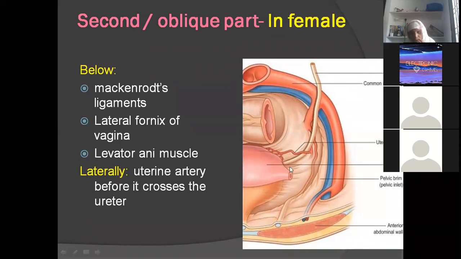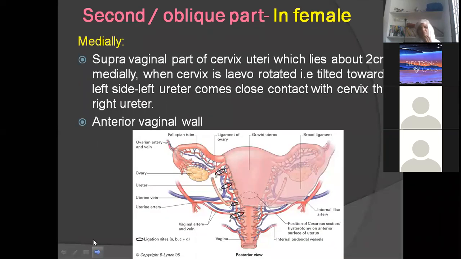Below this area is actually the whitish connection you are finding. No, this is actually Mackenrodt's ligament, also called the transverse cervical ligament. That means the ureter is running over the transverse cervical ligaments. Then it will be entering the lateral fornix of the vagina. That means lower down it goes, it crosses the uterine artery. Okay, like that. It's a difficult course only, beta, but once you see it in the dissection hall, it becomes very clear.